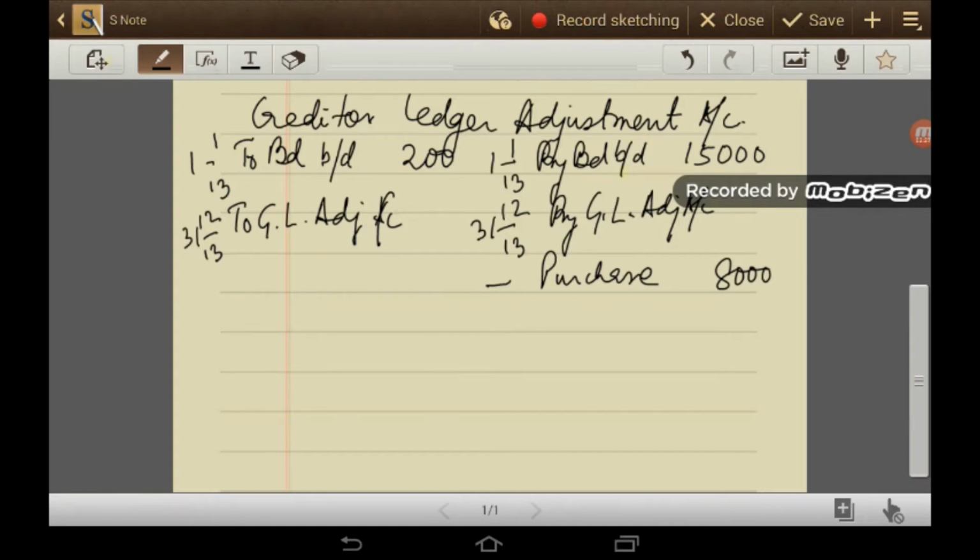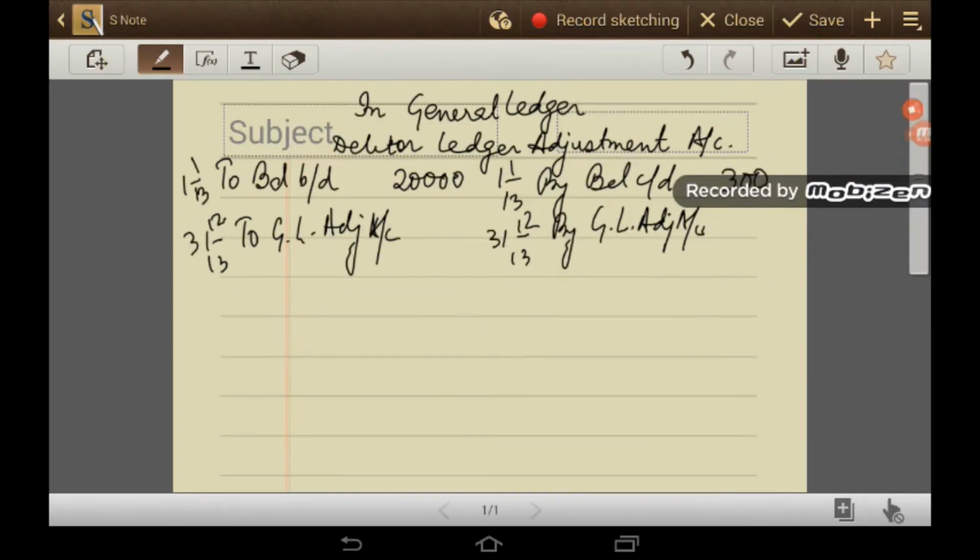Then the next item after purchase is sales. So total sales is 25,000. What is the journal for this sales? Debtor ledger adjustment account debit to general ledger adjustment account. So here I write sales. Sales will be 19,000, that is 25,000 minus cash sales of 6,000. So the journal entry is debtor ledger adjustment account debit to general ledger adjustment account.